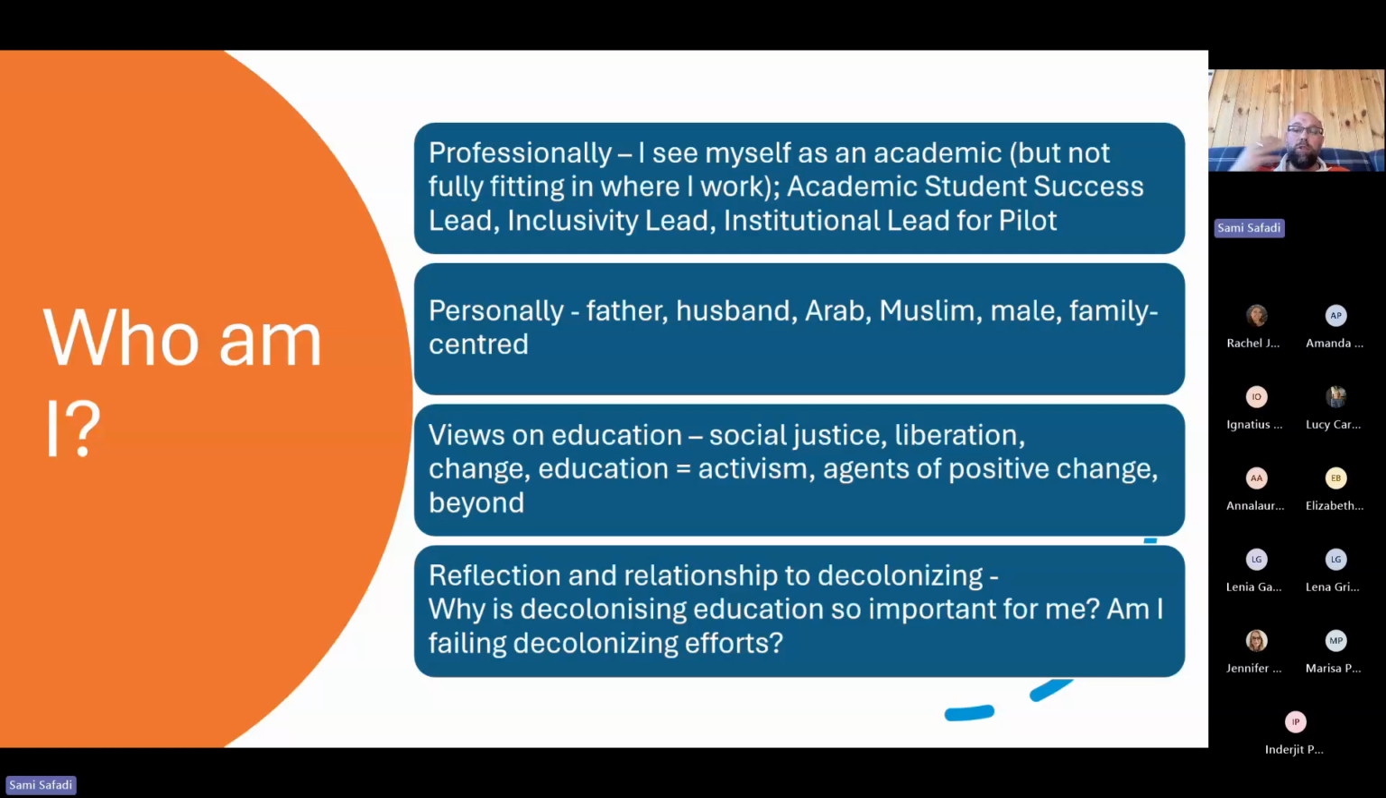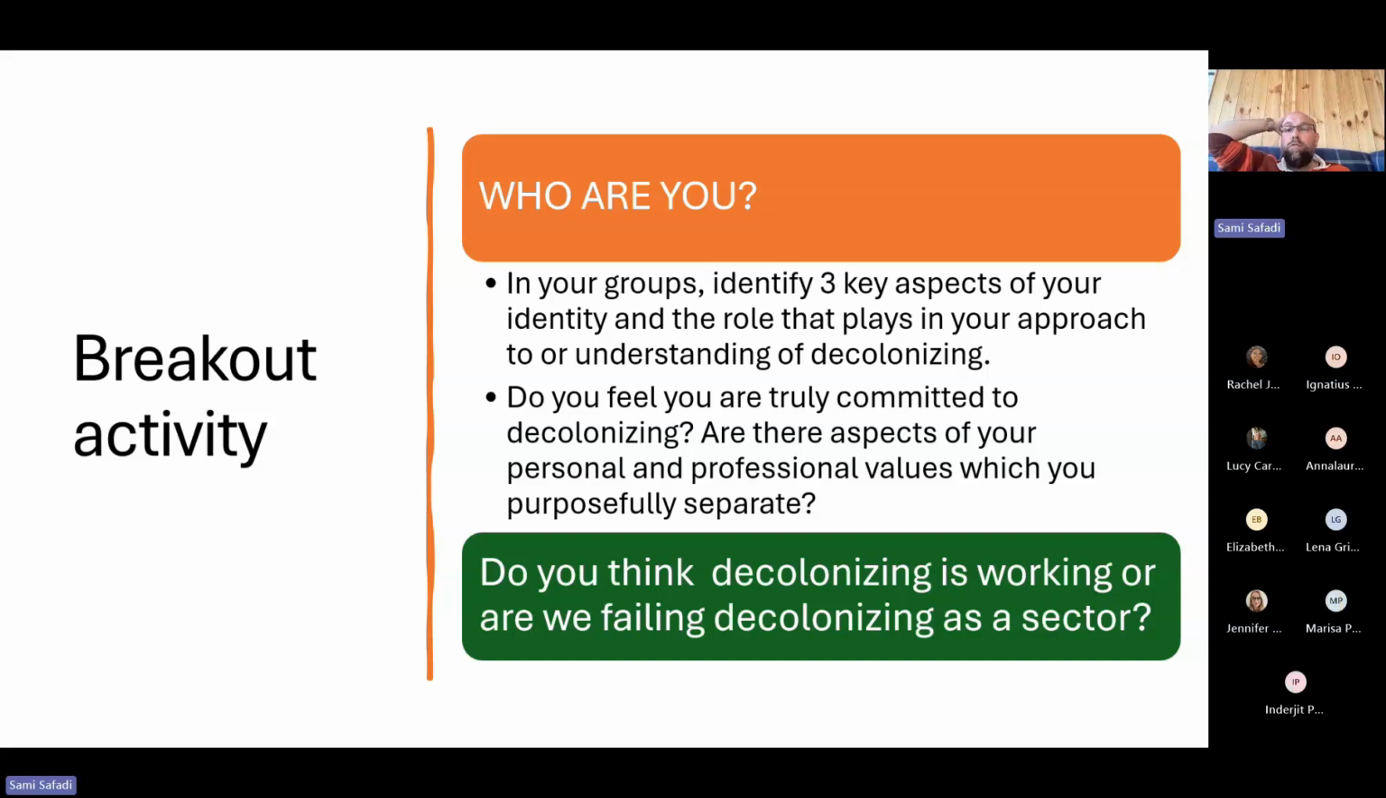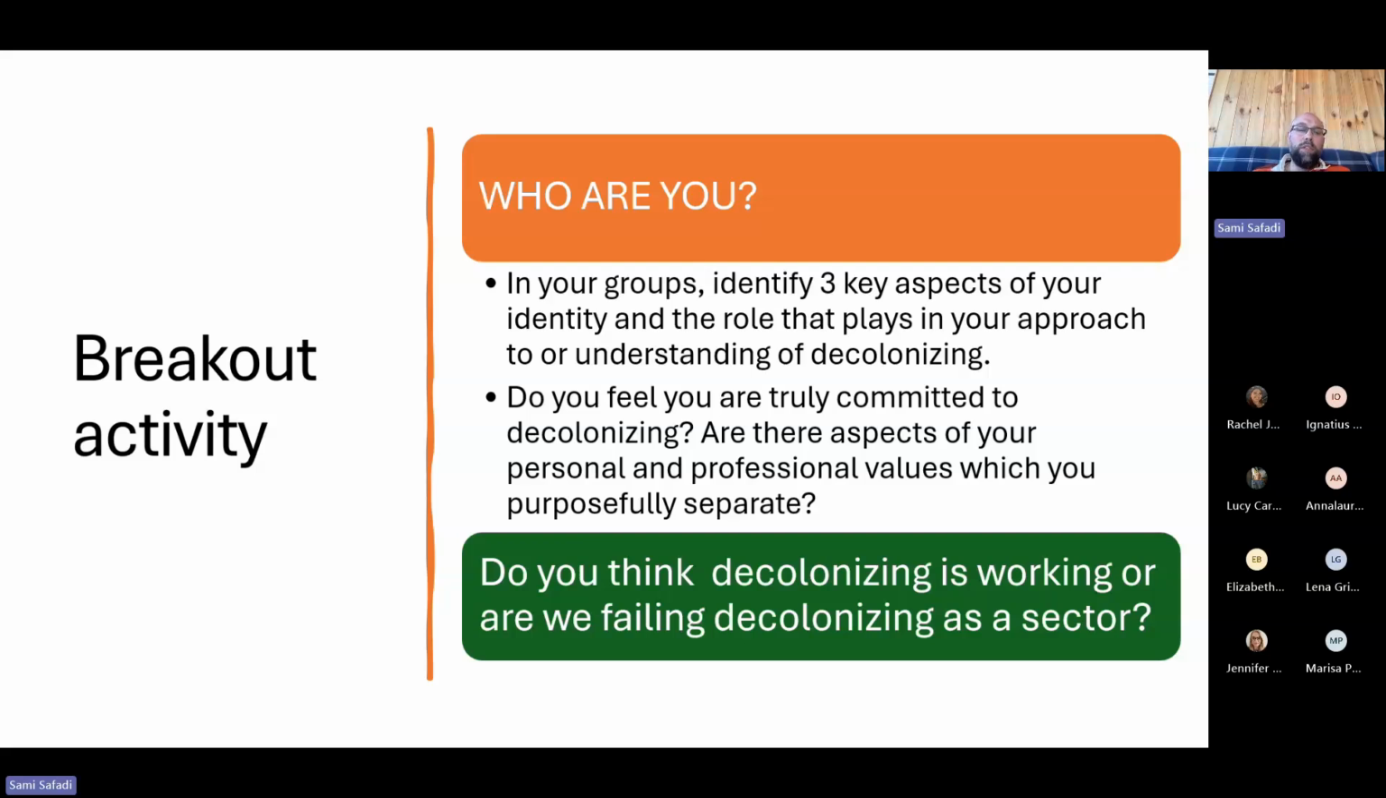I will go into the resource and everything a bit later. But before I do, I want to do a bit of a breakout activity. I think 5 minutes is enough. It's just to get you to reflect as well on who you are. So you're going to be put into groups of about 4 or 5 people. I'm going to ask you to identify 3 aspects of your identity and the role that it plays in your approach to engaging with or understanding decolonizing, and also ask you to consider whether you feel you are truly committed to the decolonizing work in all its ways, or whether there are aspects of your professional and personal values which separate or hinder you from truly engaging in the decolonizing work. So those are the 2 main things I want you to discuss in your groups.